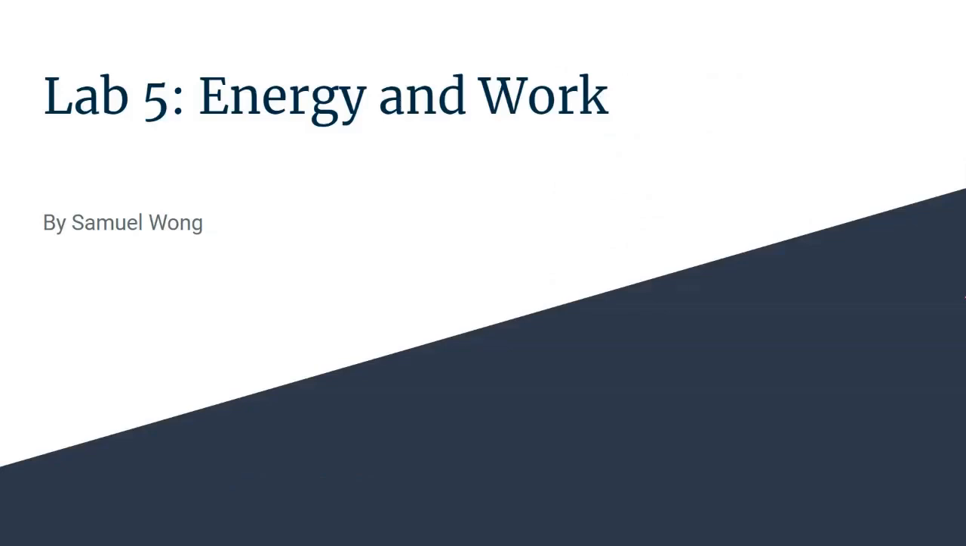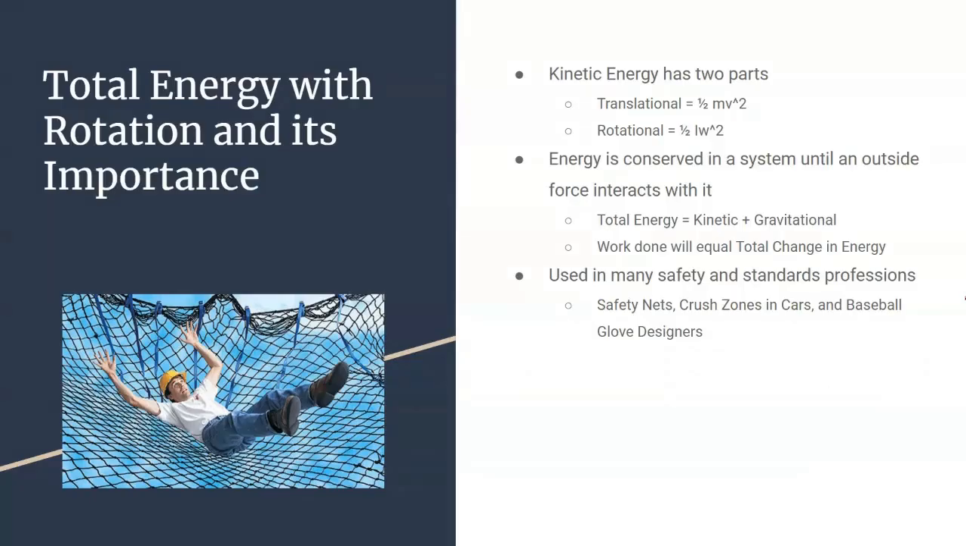Hi, this is Lab 5 for Physics 2211, and we'll be looking at how total energy correlates with the work done on an object. In this system, we'll be looking at a system that has rotational energy, and that'll touch on our first physics property, which is the fact that kinetic energy has two parts. The translational component, which is 1/2 times mass times velocity squared, and the rotational component, which is 1/2 times the moment of inertia of the object times the angular velocity squared.